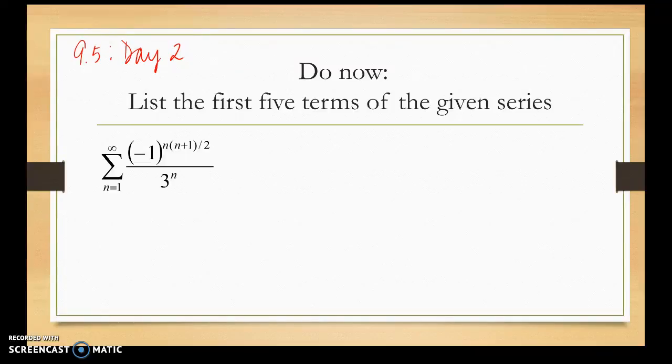Okay, 9.5, day 2, the second part of the alternating series test. Pause the video, take a couple minutes for me, and list the first 5 terms of this series. Okay, please be careful. All right, n is equal to 1, 2, 3, 4, 5. So attempt that now for me.